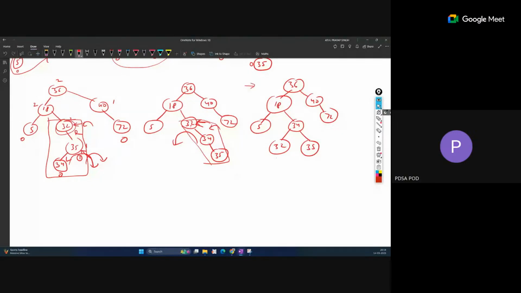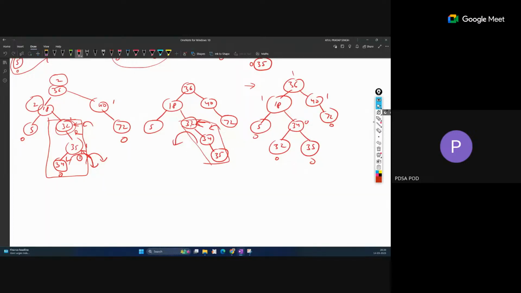Now the balance factor: you can see 0, 0, 0, 0 for all leaves, and 34 is 1 minus 1, 0. For 18, left height is 1 and right side height is 2. The longest path is only 2, so 1 minus 2 gives 1. This 40 is 1, and for 36, left height is 3 and right height is 2, so 3 minus 2 is 1. You can see all are less than 2, so the above one is also resolved. Now this is the final AVL tree.